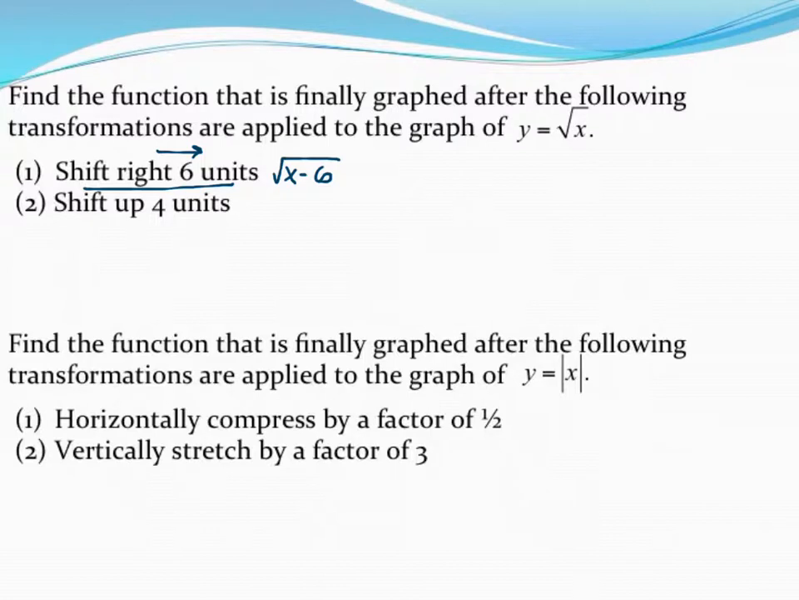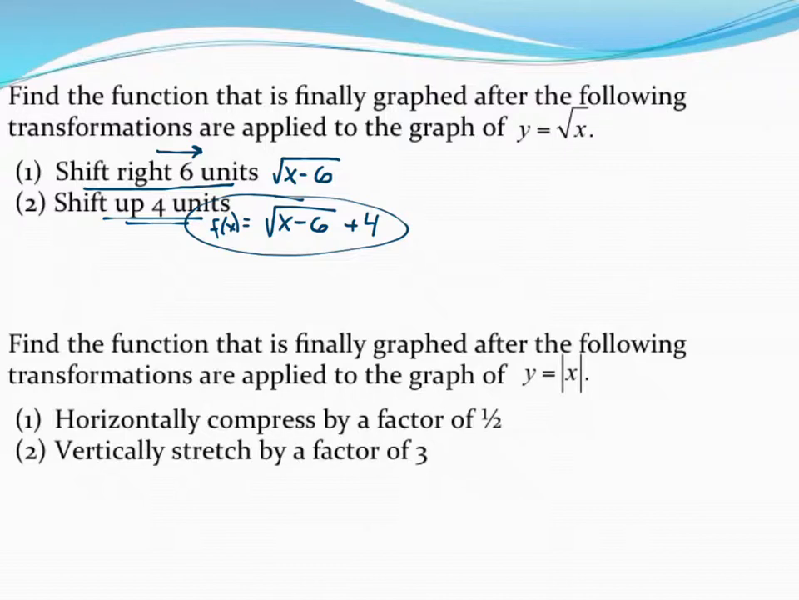After that, they want me to then shift the graph up 4 units. Well, I recall that vertical shifts happen outside of the radical or parentheses, and they do what they say they're supposed to do. So to shift up 4, I'll have a plus 4 at the end of this. Don't forget to throw your y equals or f of x equals in front to turn it into a function, and there's going to be the equation that has these transformations on it.